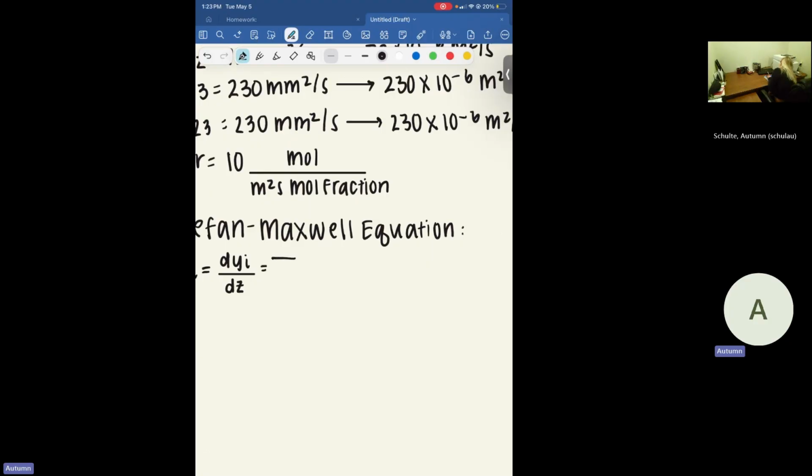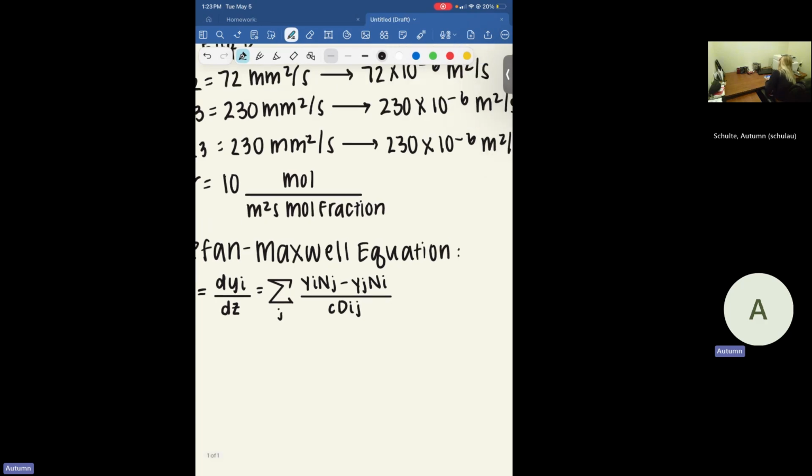And that is equal to the summation of the mole fraction of species I multiplied by the molar flux of species J minus the mole fraction of species J times the molar flux of species I. This is divided by our overall concentration and the diffusion coefficient of species I through J.